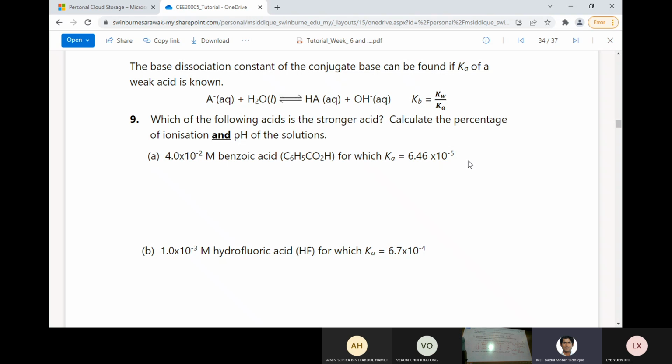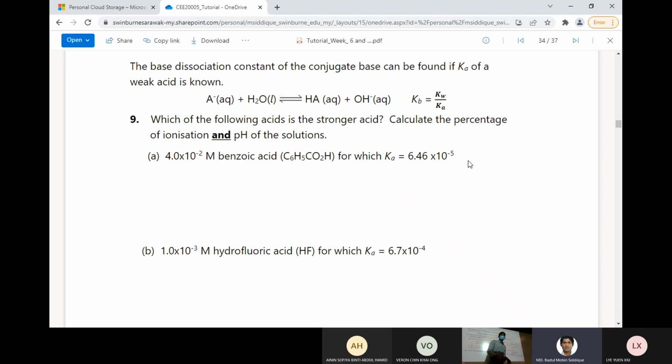How do you find x? We assume that this x is so small, because it's a weak acid, that we can neglect this x and keep the same 4.0 times 10 negative 2. So x squared will be 6.46 times 10 negative 5 times 4.0 times 10 negative 2. So this is how we will find x, right, from here.